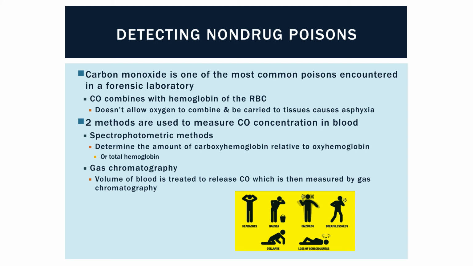Asphyxia starts taking place, and there are two methods that are used to measure carbon monoxide concentration. The spectrophotometric method, which determines the amount of carboxyhemoglobin relative to the oxyhemoglobin, so the hemoglobin of the oxygen combining with it. Or they can also look at the total free hemoglobins in there. The second method is gas chromatography, where a volume of blood is treated to release the carbon monoxide, which is then measured by gas chromatography.